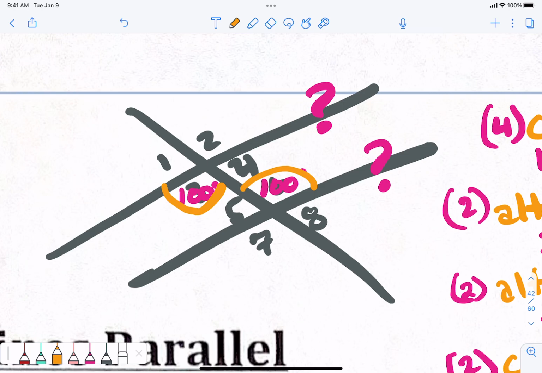So it's like going backwards the other direction. We're still doing the alternate interior, alternate exterior, that type of stuff. But now we don't know whether the lines are parallel, and we're having to figure that out based on the information it gives to us. Does that make sense? Okay?